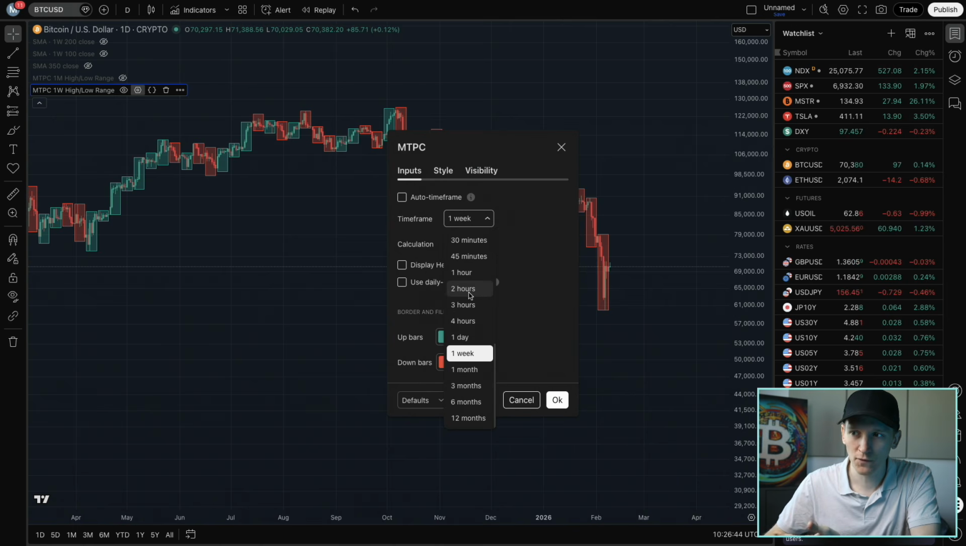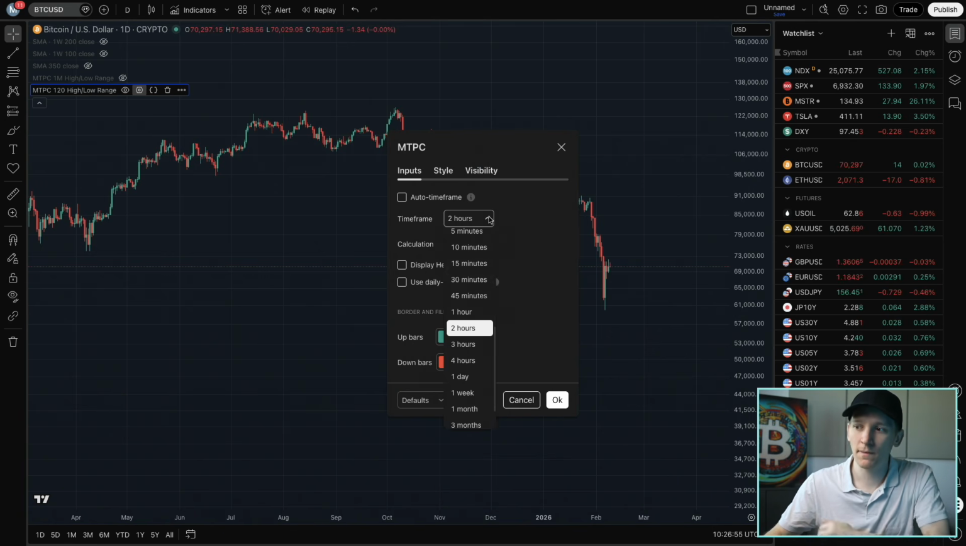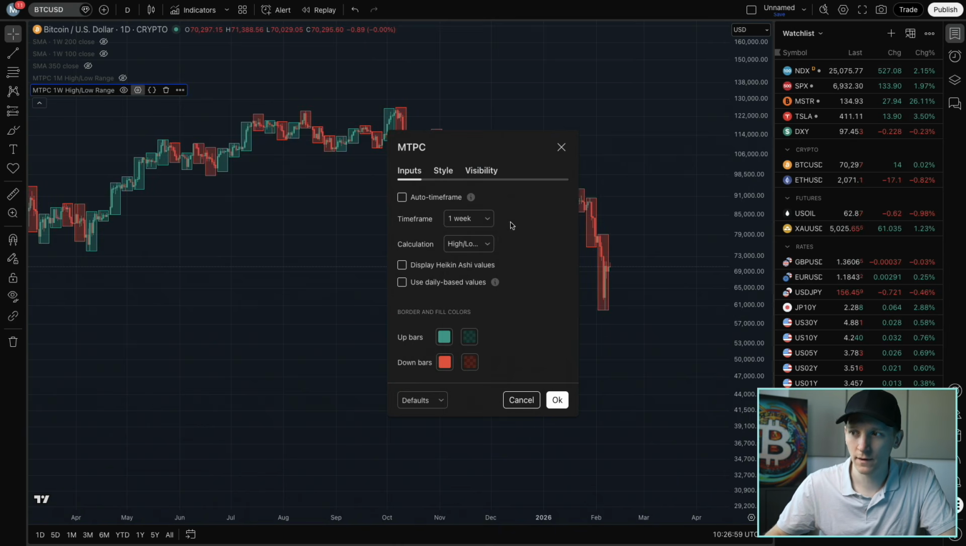I can't choose below, of course, because if I'm looking at a daily chart, you can't engulf the daily chart with a 2-hour chart, right? So if I choose 2 hours, it's not going to work. You can't see anything because this time frame chart is a daily. So you have to be above that. So anything above a day is going to be fine. So a week, a month, or anything like that. So let's go to auto time frame again and press OK.